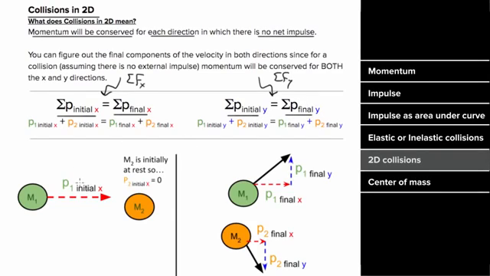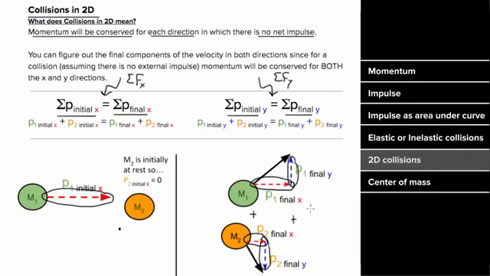constant. So in other words, if two spheres collide in a glancing collision, the total momentum in the x direction initially should equal the total momentum in the x direction finally if there's no net impulse in that x direction. And the total momentum in the y direction initially, of which there is none in this case, would have to equal the total momentum in the y direction finally if there's no net impulse in the y direction.